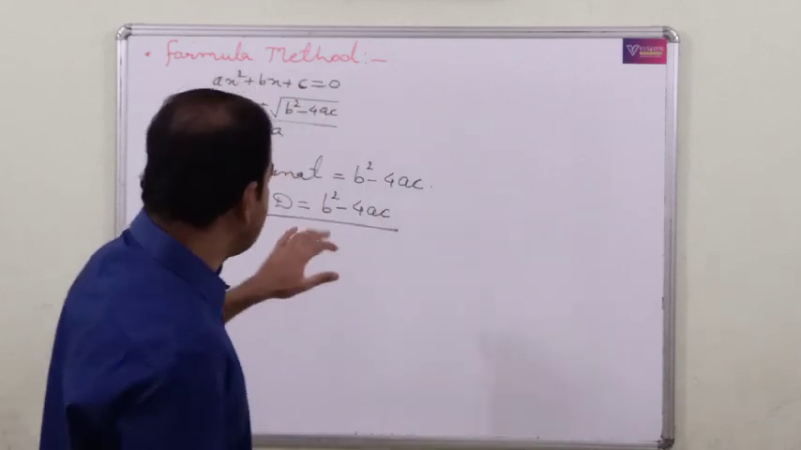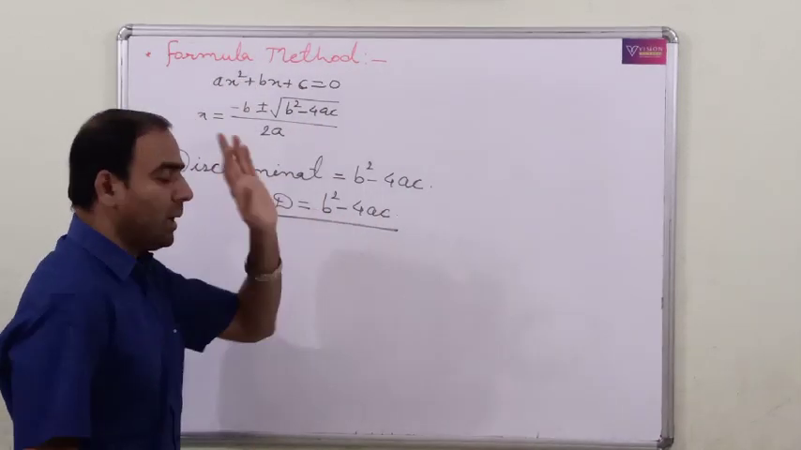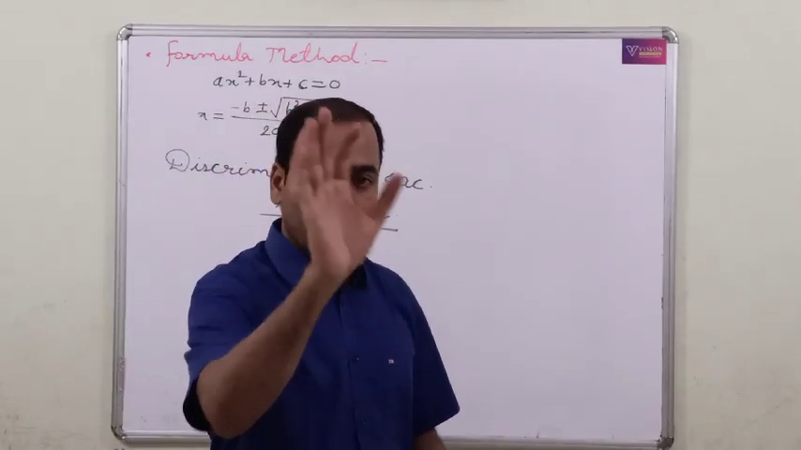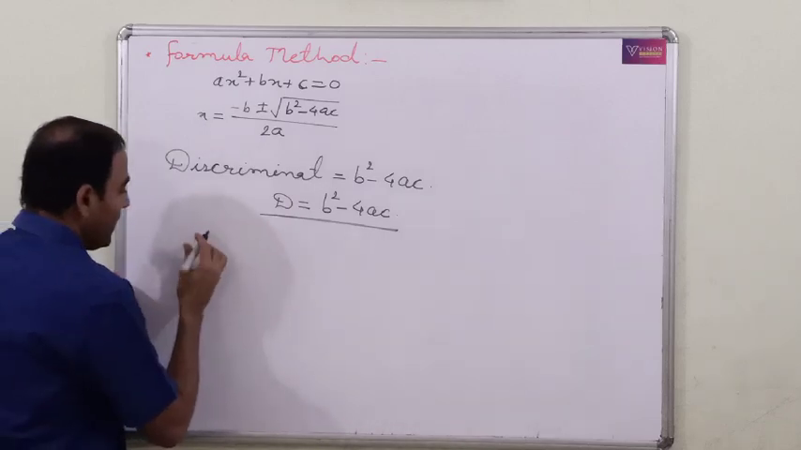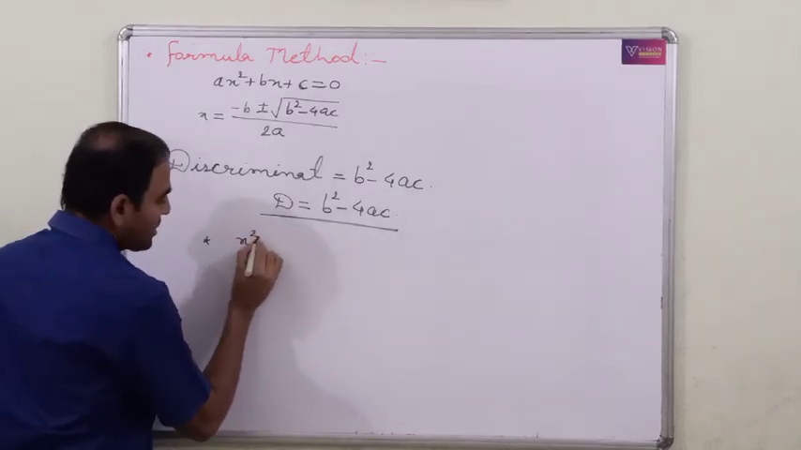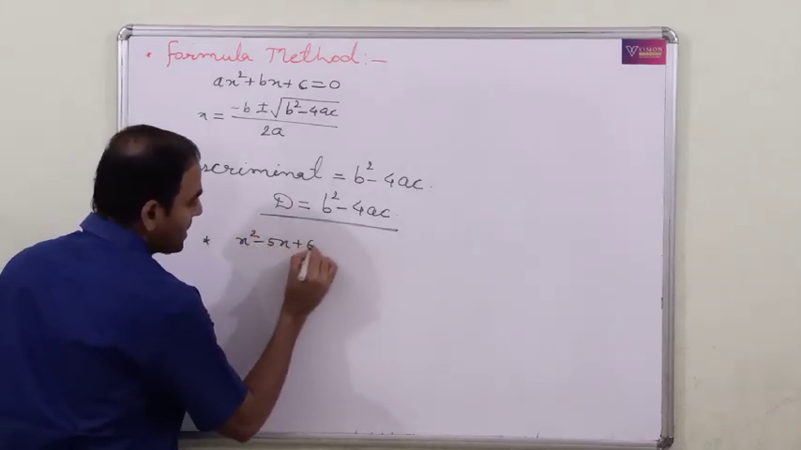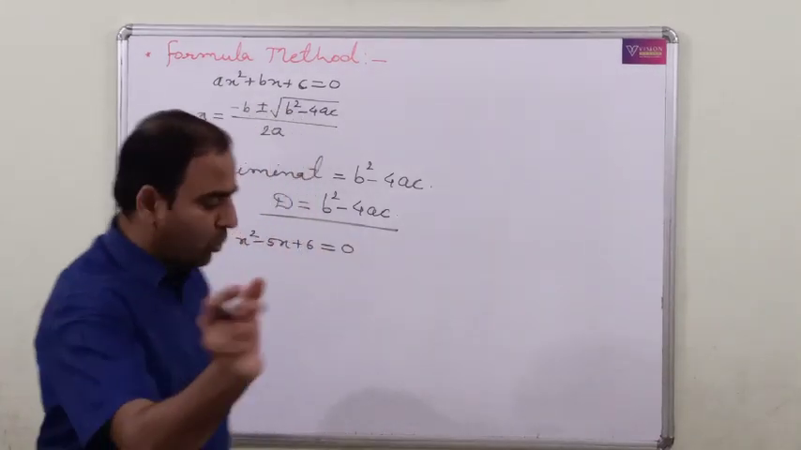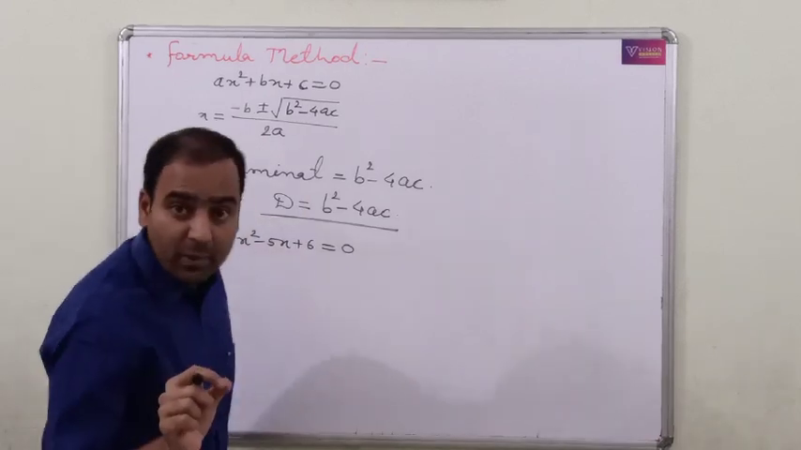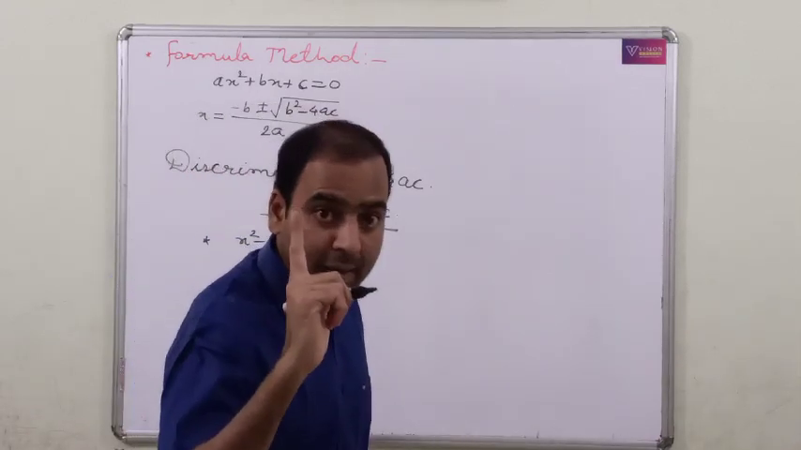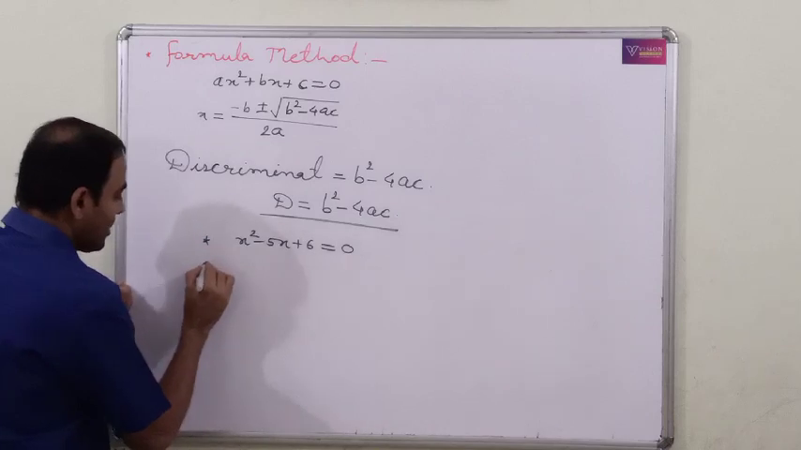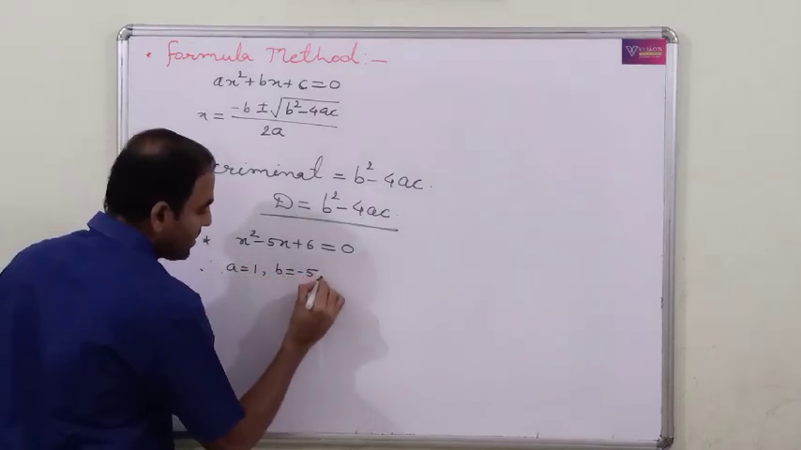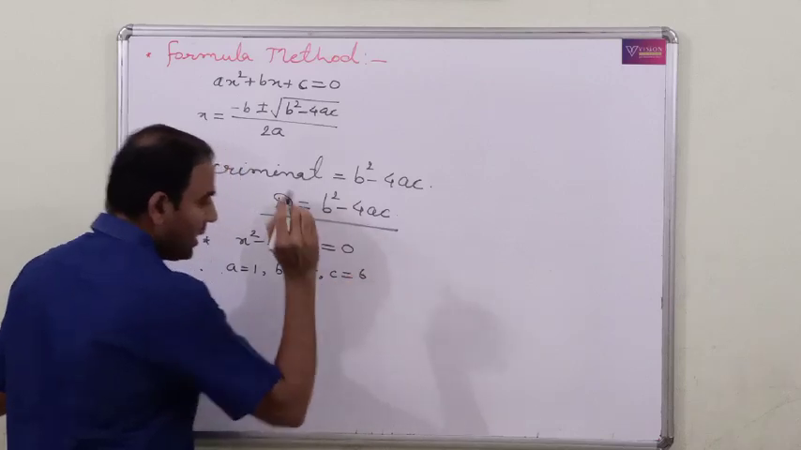Okay, so which is called the discriminant? b square minus 4ac is called the discriminant. For example, we are taking one example. Okay, for example, if I am taking x square minus 5x plus 6 is equal to 0, a quadratic equation. What is the coefficient of x square? It is not given. It is not given मतलब क्या है? 1. So a is equal to 1. b is equal to minus 5 and c is equal to 6.